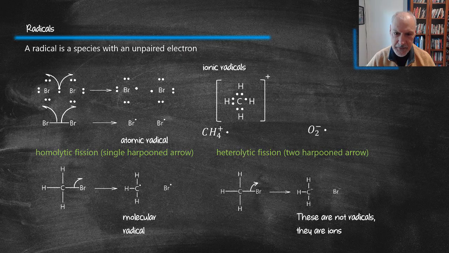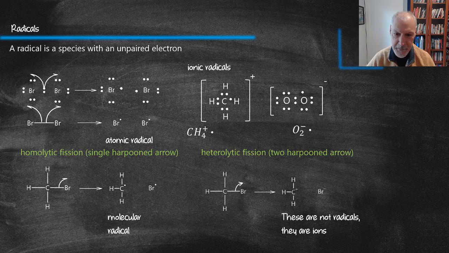Here's an example of a species with a negative charge creating a radical. This is called the superoxide radical and is found in many metabolic pathways, particularly involving the mitochondria. And here we can see its formula. Again, we're using square brackets to indicate it's an ion, and we can notice here the one unpaired electron.